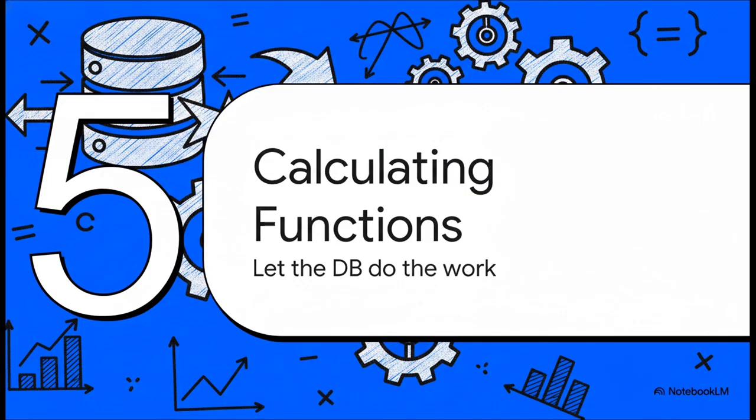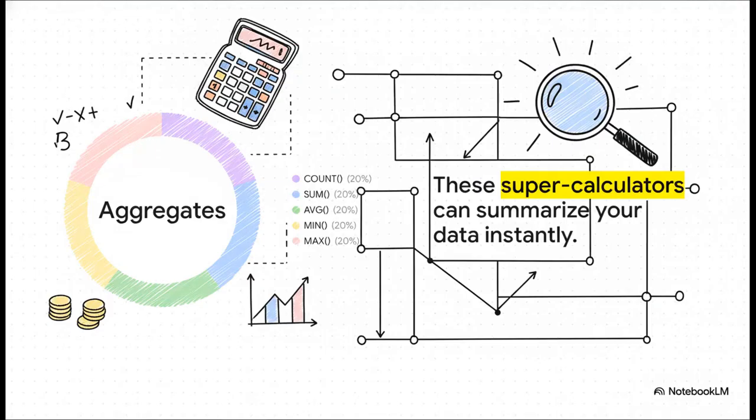All right, for our final section, let's look at how we can stop pulling down tons of raw data and instead make the database do all the heavy lifting for us. And we do that with built-in functions. These are what we call aggregate functions. They're basically the supercalculators of your database. You can instantly count rows, sum up values, find averages, or pinpoint the minimum and maximum values in any column.